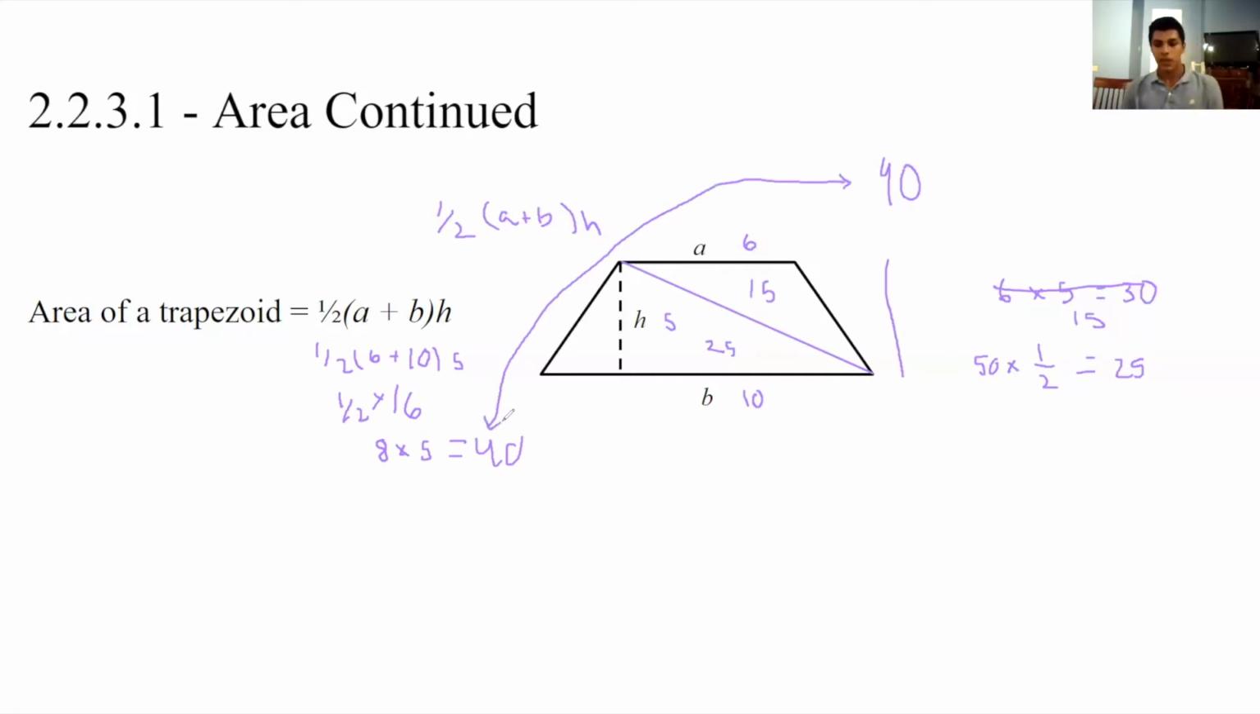So that explanation might have been confusing, but that's the exact reason why this formula works. Sorry if I didn't do a great job explaining it.